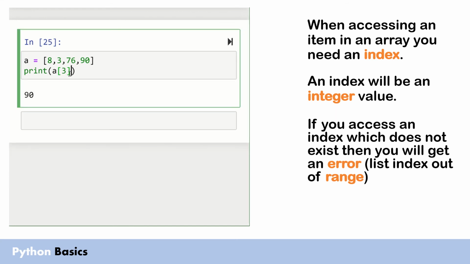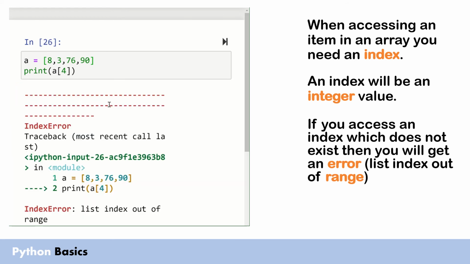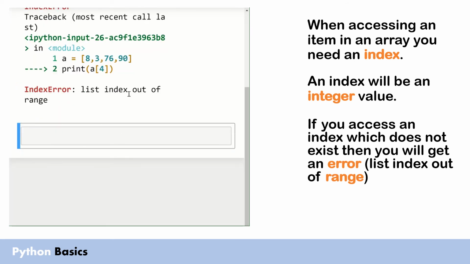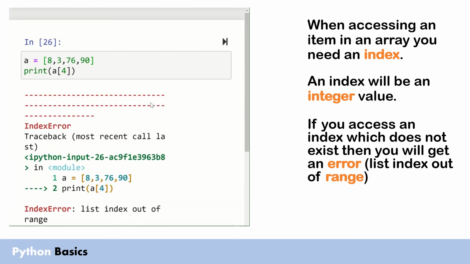So what happens if I put 4 in then? Now, as you can see, there isn't a fourth index, it's not a fifth value. So if I run that code, I get this error saying list index out of range. It's a very, very common error in Python. What it means is you're trying to access an index that doesn't actually exist. Okay, so your array is too small. You're trying to access something outside the array.